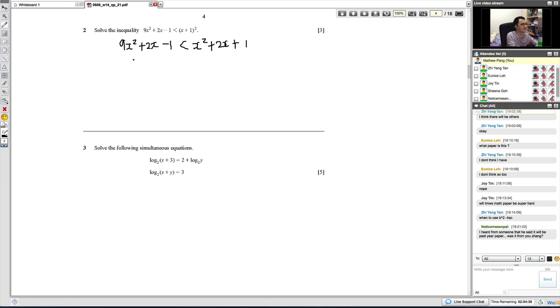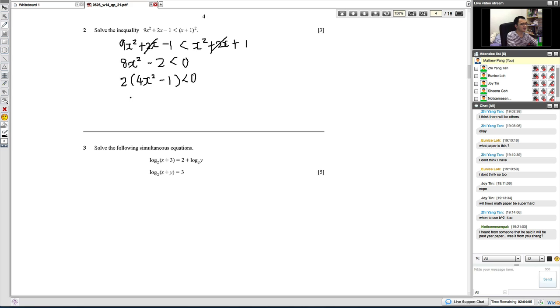So on my left hand side, this will become 8x squared, and then 2x and 2x cancel, there's no more, and I have minus 2 is less than 0. So in this case I can factorize out 2, and I have something like this. This is 4x squared minus 1 is less than 0. So I can move the 2 to the other side. Moving the 2 to the other side means 0 divided by 2, you will get 0.